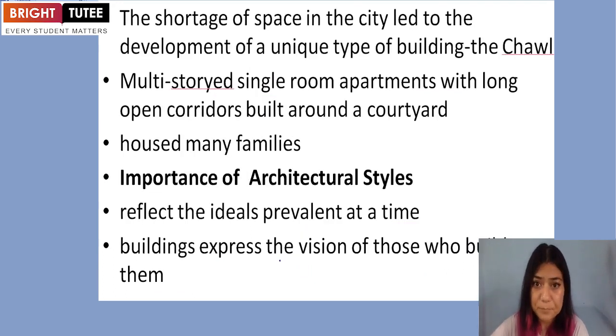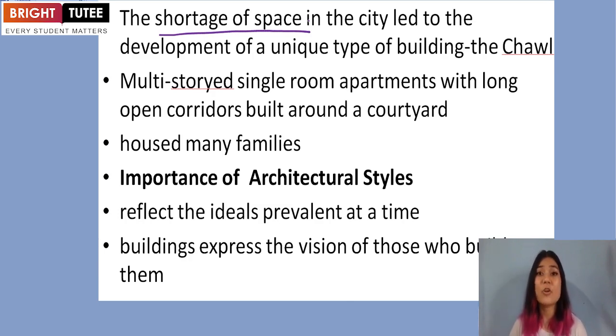Now, with the emergence and the development of colonial Bombay, there was a shortage of space. We already know the migration of a huge number of laborers, merchants, and workers gave rise to a space crunch, a shortage of space. They did not have proper housing facilities, so people began to live in slum areas. There was an emergence of slums and such settlements. So the city developed a unique type of building, and that building was called the chawl.